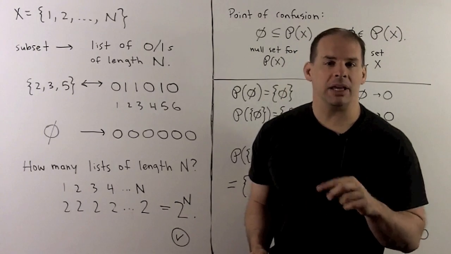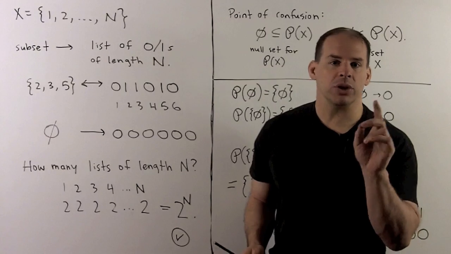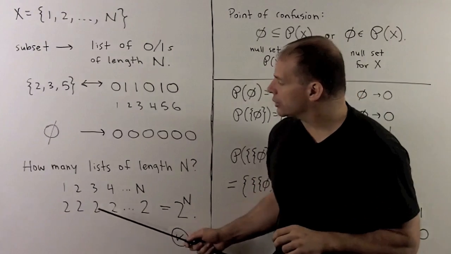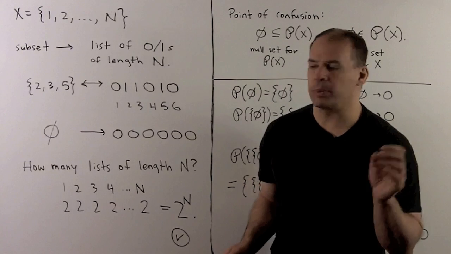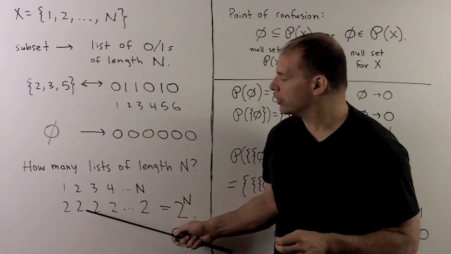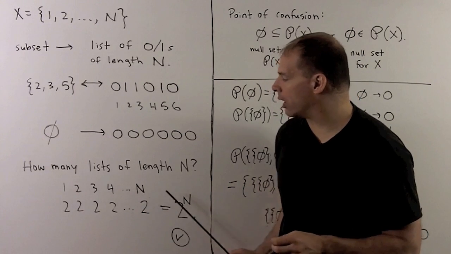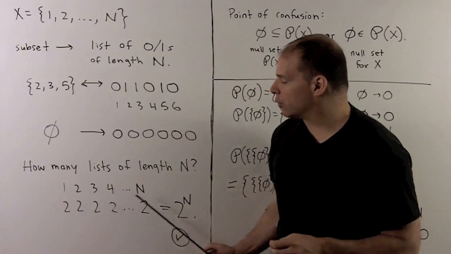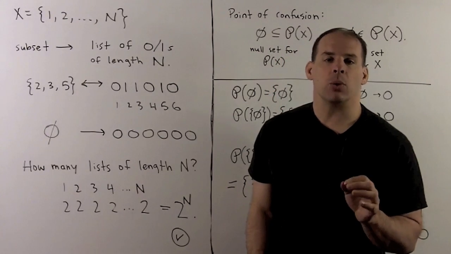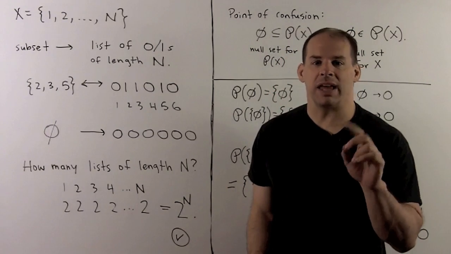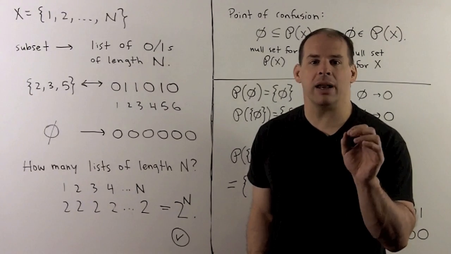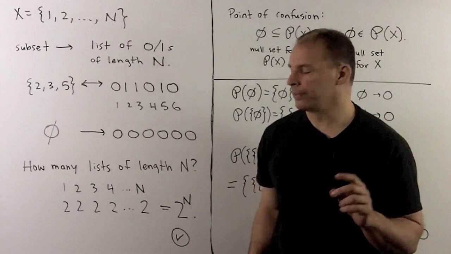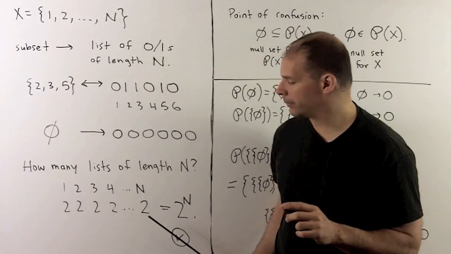Now, how many of these lists are there? So we're going to use the matching rule. For 1, either it's in or out, so there are 2 possibilities. For 2, there are 2 possibilities, and so on. Using the matching rule, we multiply through. So we're going to have 2 to the n lists of length n of zeros or ones. That means we have 2 to the n possible subsets. So that's our theorem.